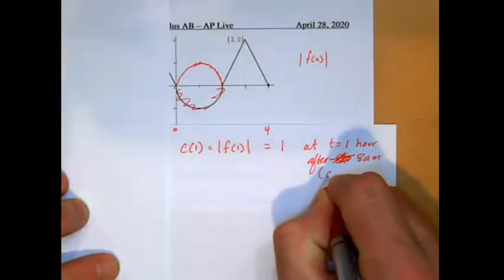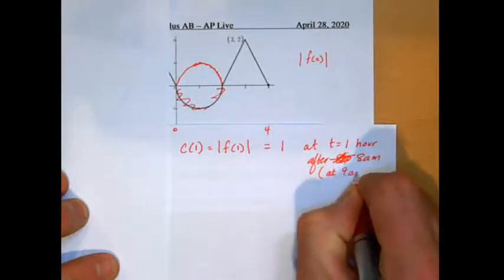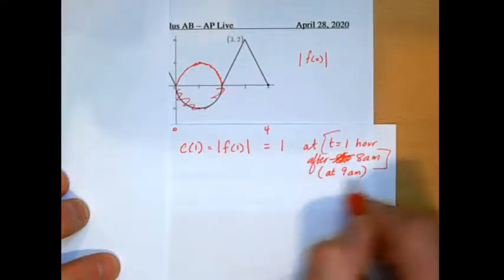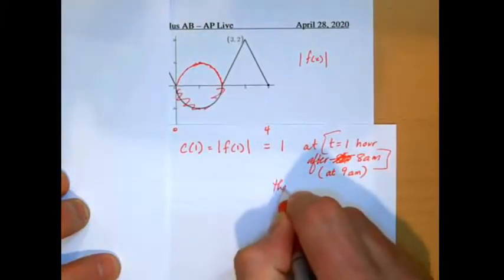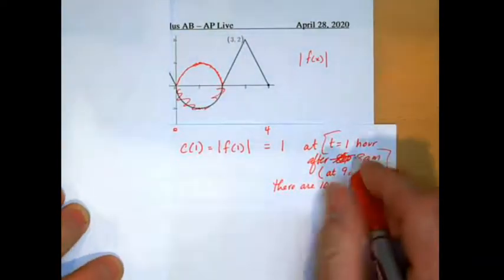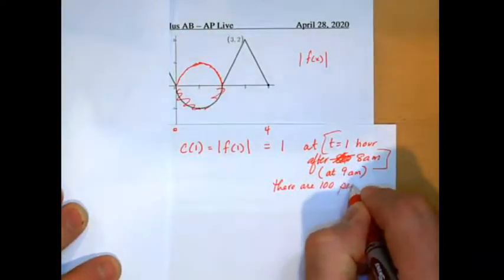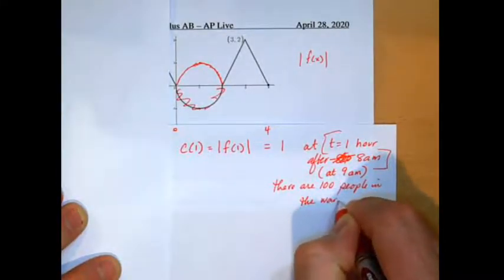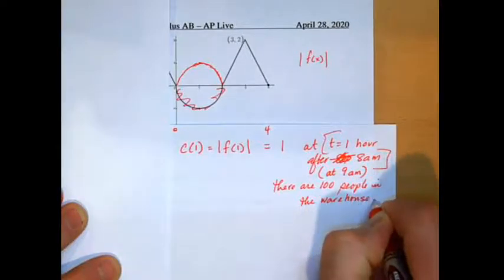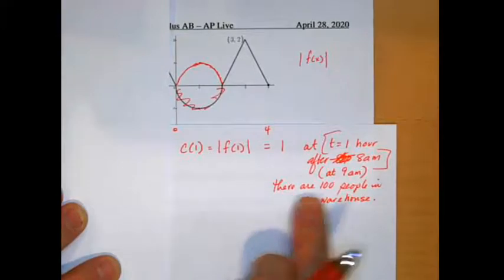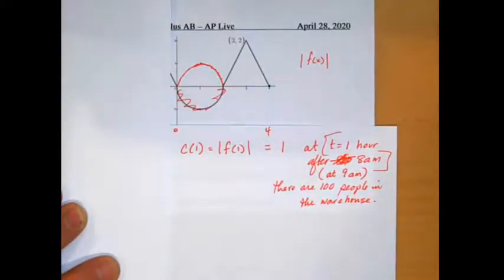You could say at 9 a.m. So this part right there, 1 hour after 8 a.m. is 9 a.m. There are 100 people in the warehouse. Or you could say, write out the word 100. So that's part one of the other one.